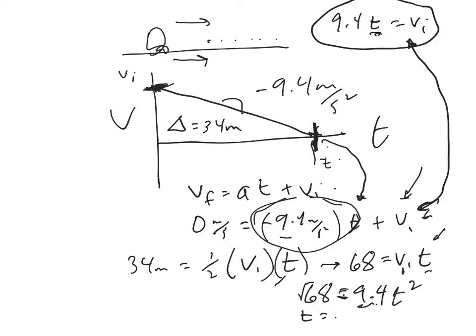I think I can do that actually. I have a calculator. 68 divided by 9.4 equals, and then second square root, second answer. I got 2.69 seconds, which I can then put in right here. And so 68 divided by 2.69, I got 25 meters per second. Anybody else get that? Okay. So that's kind of how you do that.